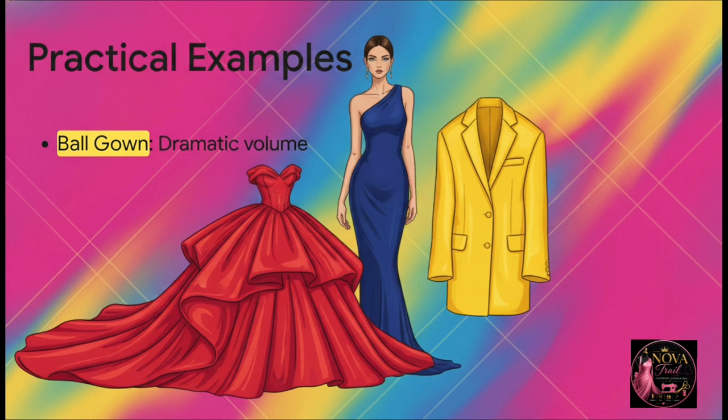And finally, consider an oversized jacket. This one is super interesting because it combines high volume with bold structure to create a really boxy, fashion-forward form. The takeaway here is that every garment's form is intentionally chosen to serve a specific design purpose.